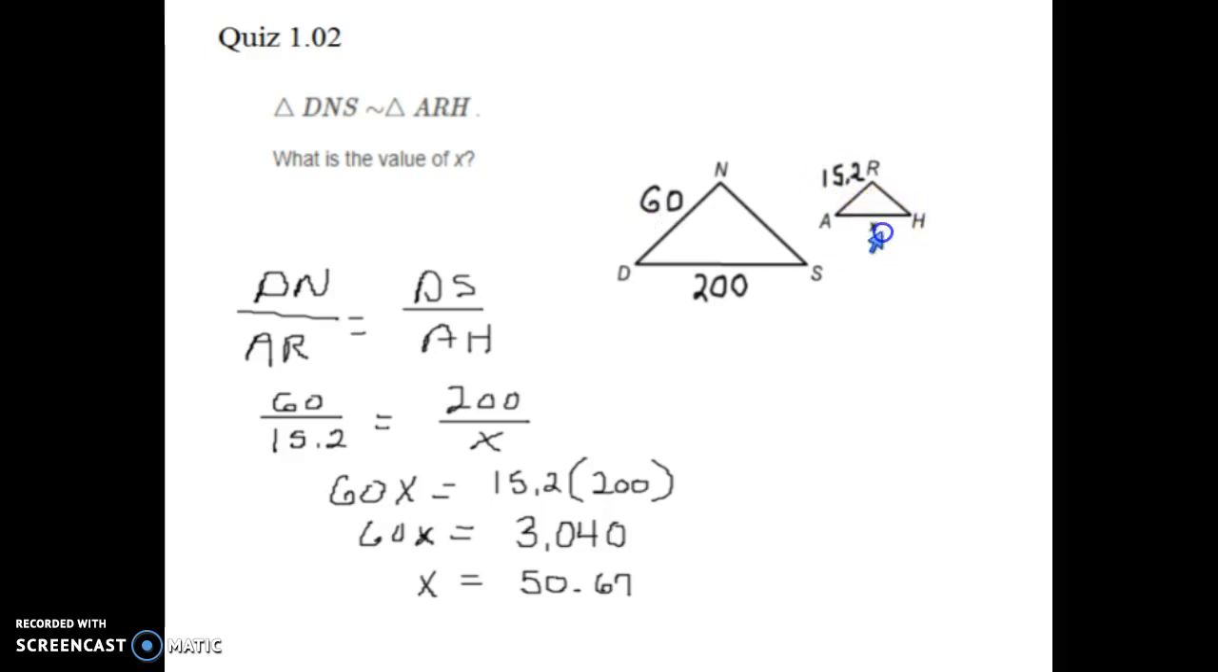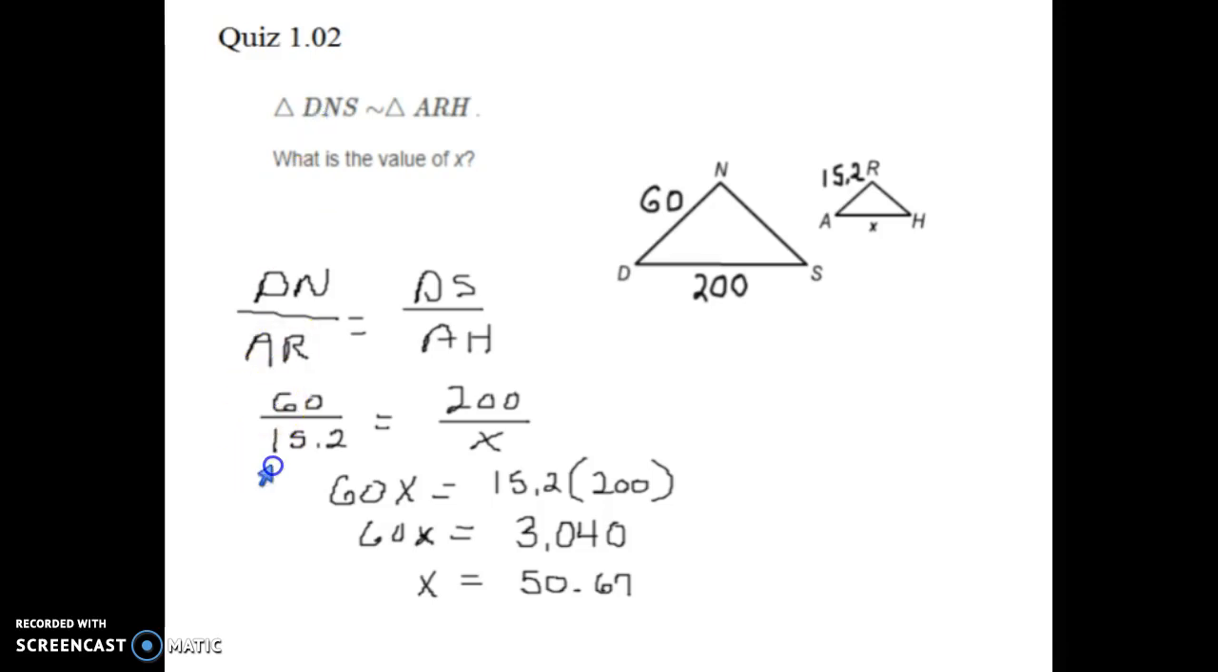And so you want to set up a proportion to find this missing value. You know with similar triangles that the sides are proportional. So this side of the triangle, DN, corresponds to our AR, and that's going to equal DS over AH, what we're looking for. You can also look at the similarity statement and know that DN is going to correspond with AR, DS is going to correspond with AH, and then NS will correspond with RH.